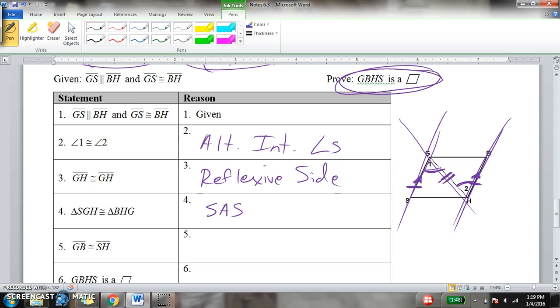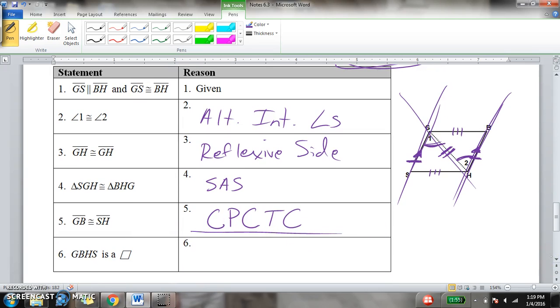Now that we've said those two triangles are congruent to each other, we can say that any of the corresponding pieces of those triangles are congruent. So I can say GB is congruent to SH. The reason we used was corresponding parts of congruent triangles are congruent, or CPCTC. Now that we've proven the triangles are congruent, we can say any of the corresponding pieces are also congruent. And finally, this is a parallelogram. Well, we've just shown that these opposite sides are congruent, and we already knew that these opposite sides were congruent. So we've got opposite sides congruent. Since we've proven both pairs of opposite sides are congruent, that means this is a parallelogram.